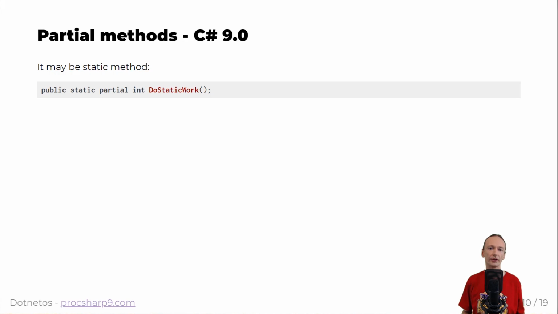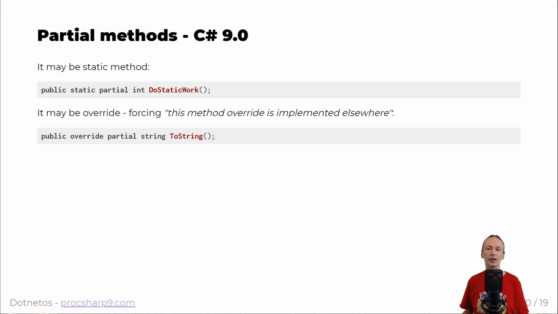So with all those restrictions being removed, we have pretty much flexibility in what can be used as a partial method. For example, a static method may be partial. There is no problem with that. It will be public, static, partial, a method returning an int, for example. We can also apply the partial keyword to overriding virtual methods, which is kind of saying this method should be overridden and its implementation will be provided somewhere else, because we are forcing the implementation of this particular override.